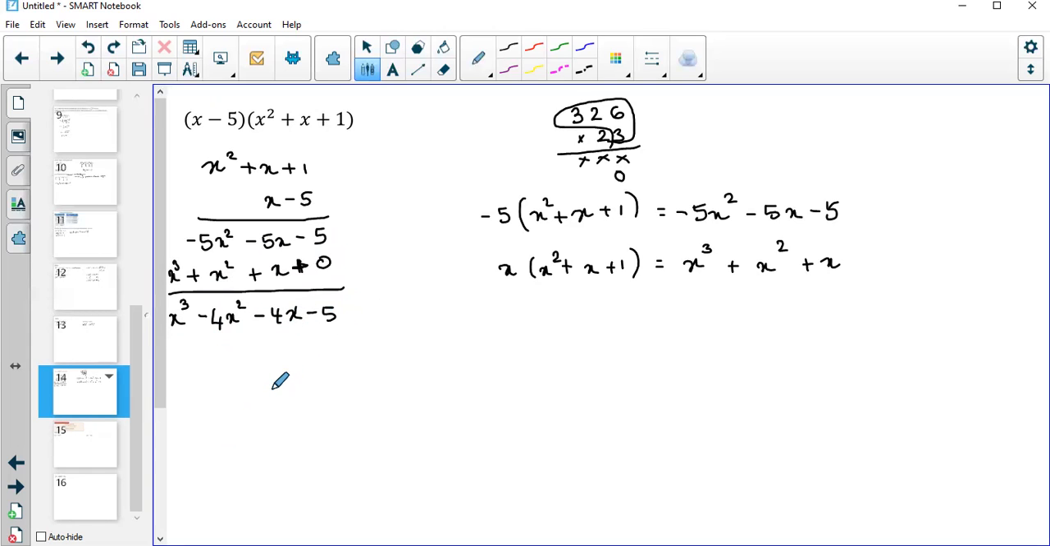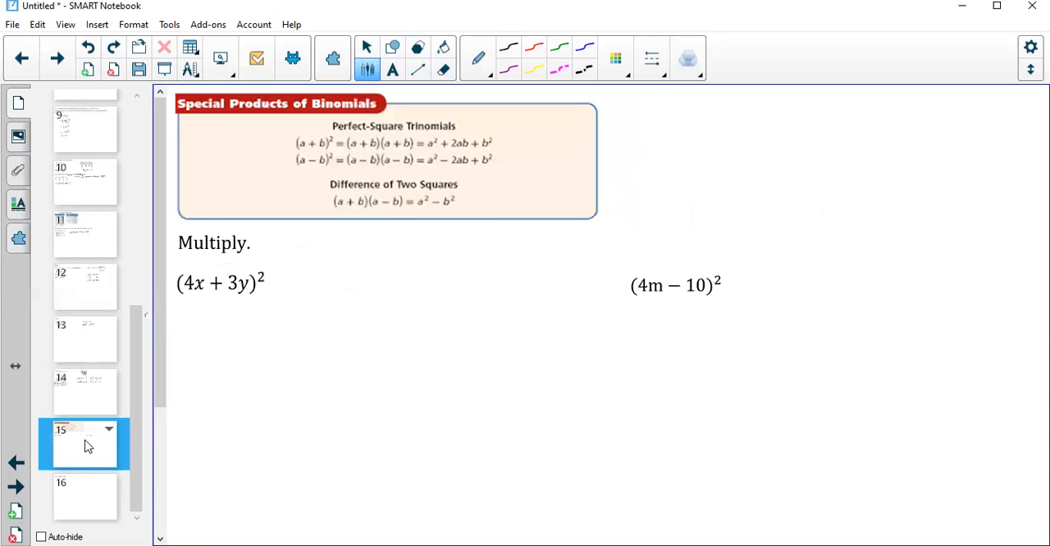Yes, it looks a bit lengthy, but if you have practiced perfectly, you will get the answer correct. Let's move on to the special products of binomials. Now, these formulas you need to memorize, or if you don't, you will face a big difficulty in multiplying these numbers.